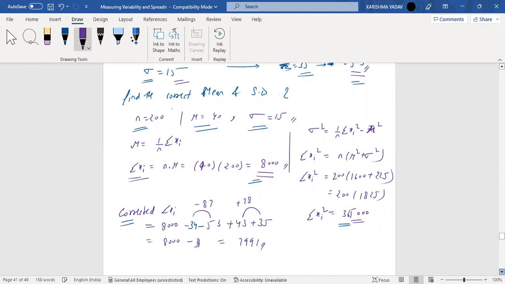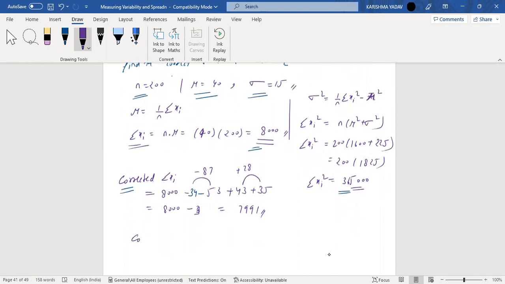Now what is the corrected mean? By this we can find the corrected mean, that is equal to corrected sigma xi, that is 7991, divided by total n, 200. So we got the mean, that is equal to 39.95 is the corrected mean.